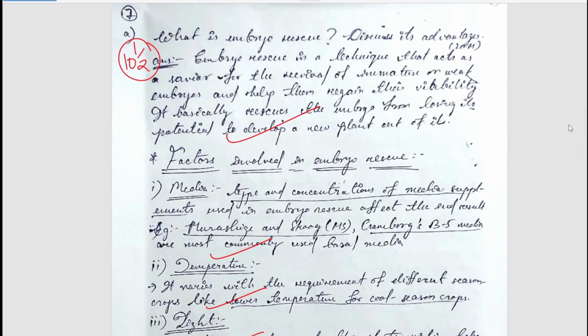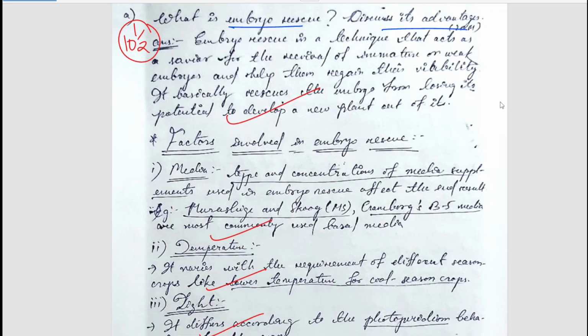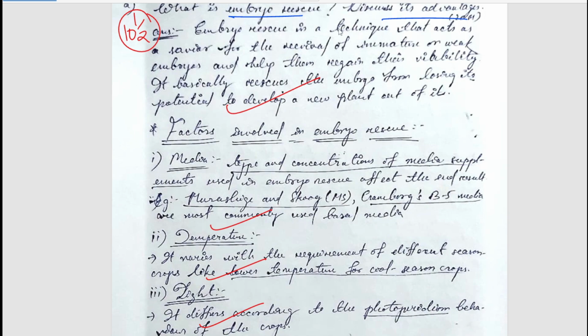The next question is, what is embryo rescue? Discuss its advantages. So what is embryo rescue? Embryo rescue is a technique that acts as a savior for the revival of immature or weak embryos and helps them regain viability. The name suggests embryo rescue, that is, we have to rescue the weak embryos. So you can simply get the idea from the name only.